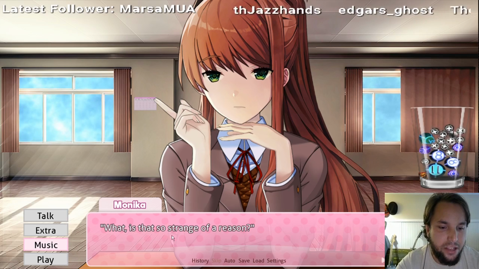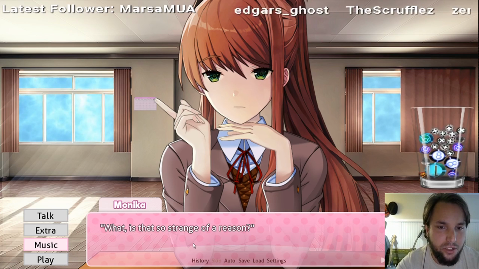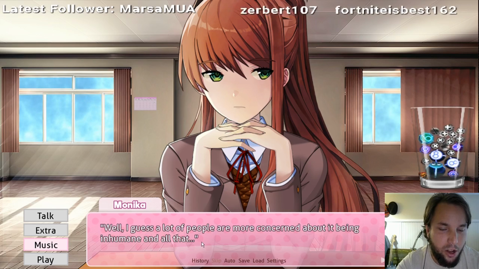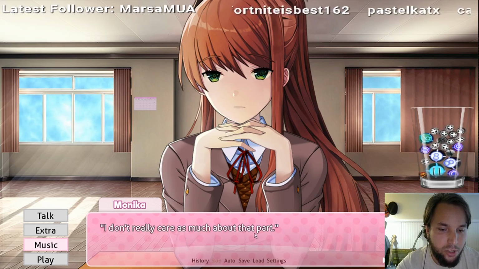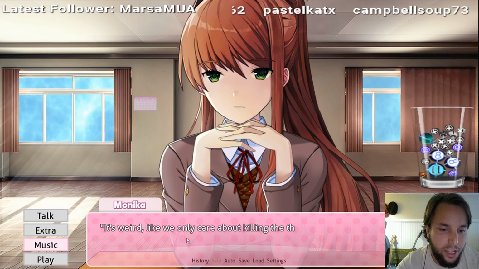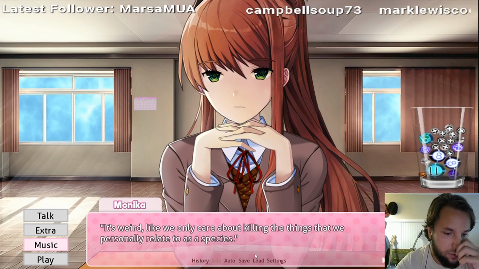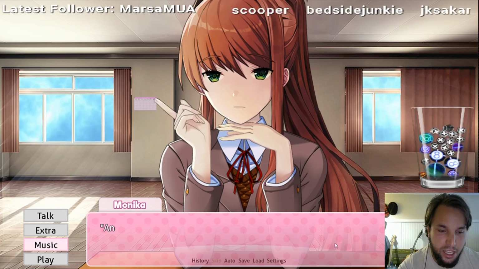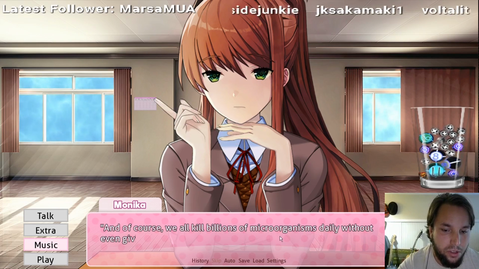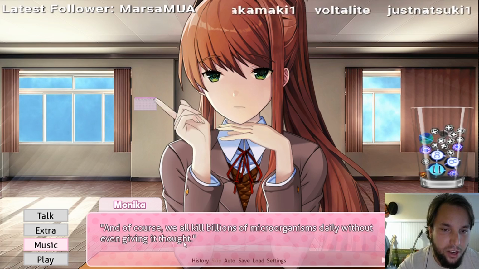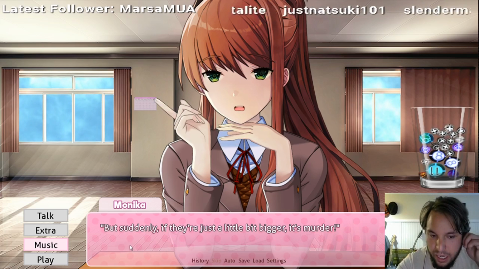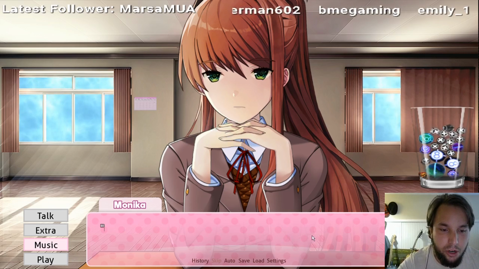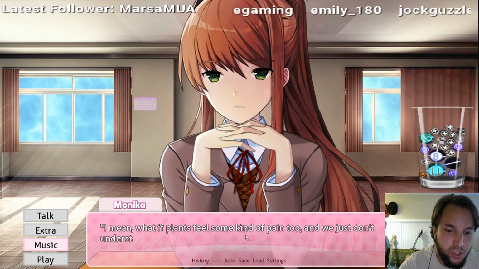Is that so strange of a reason? Well, I guess a lot of people are more concerned about it being inhumane and all that. I don't really care as much about that part. It's weird, like we only care about killing the things that we personally relate to as a species. Most people are fine with killing bugs because they're icky. And of course, we all kill billions of microorganisms daily without even giving it a thought. But suddenly, if they're just a little bit bigger, it's murder. I mean, what if plants feel some kind of pain too?